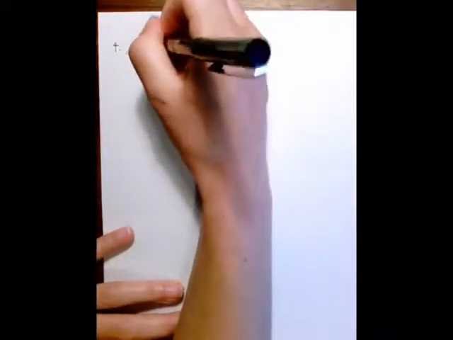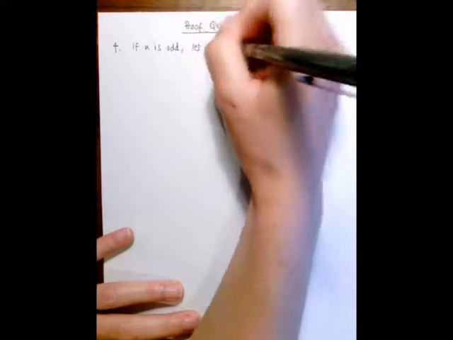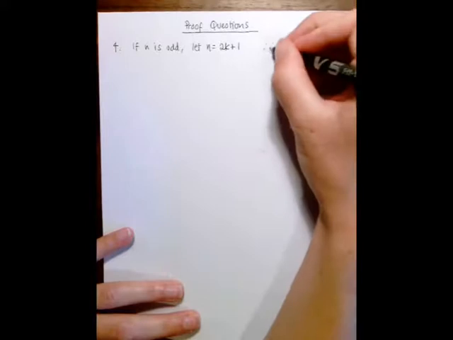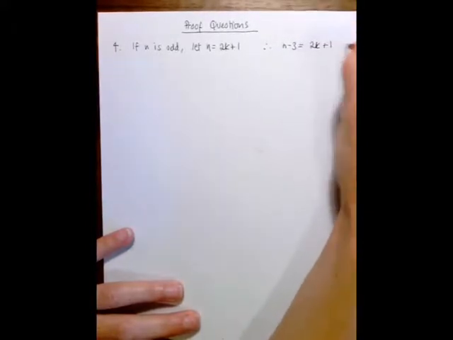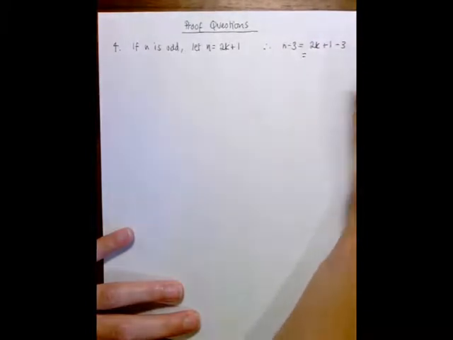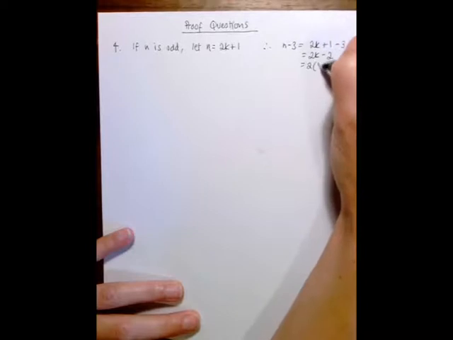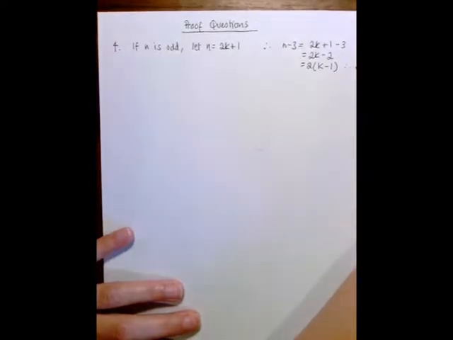So if n is odd, let n equal 2k add 1. Therefore, n take away 3 would become 2k add 1 take away 3, which is 2k take away 2. And I can take out a factor of 2 there, so therefore it's even.